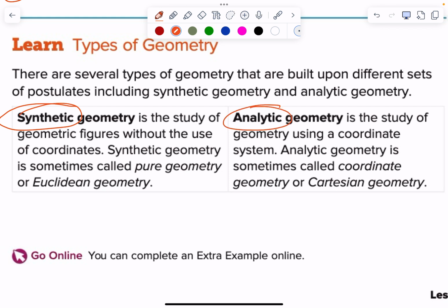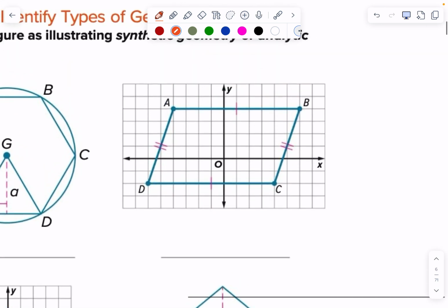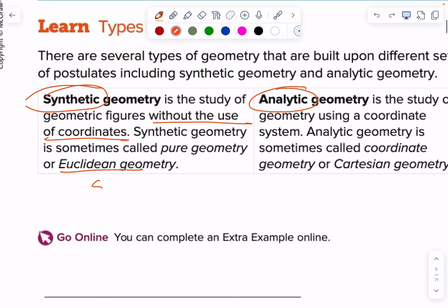And this seems kind of silly, but whatever. Synthetic geometry is Euclidean geometry. It involves, like it says, no use of coordinates. Do you know what coordinates are? Not a coordinate plane. It would just be shapes and things. Shapes, maybe 3D shapes, maybe 2D shapes.